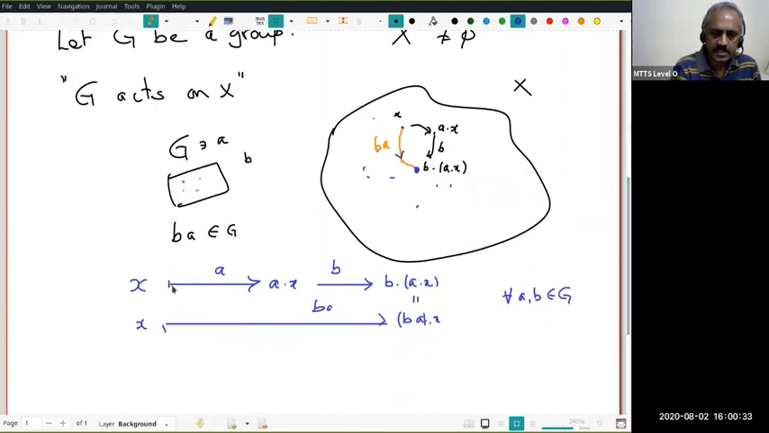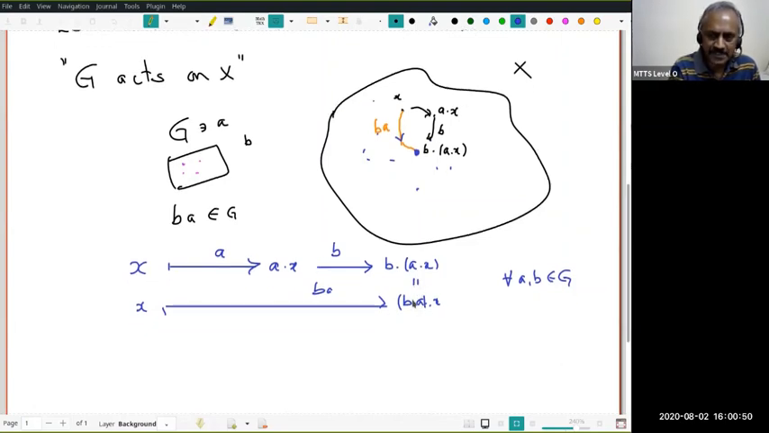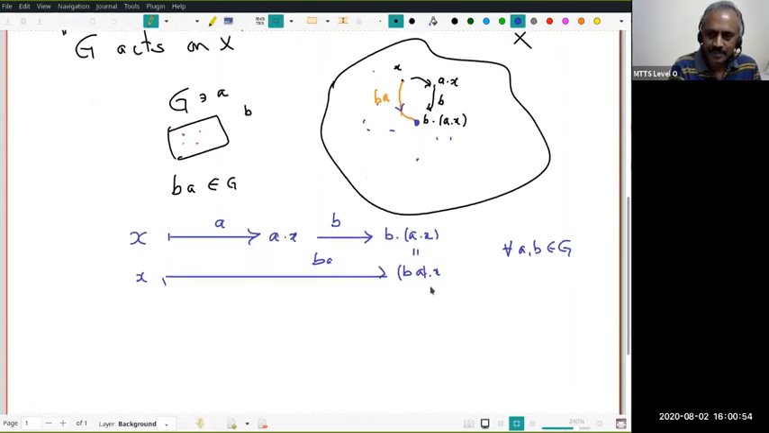So X is taken to AX by A, and AX is taken by B to B dot A dot X. Now let BA directly act on X, then it will take it to BA dot X. So what I want is this. Notice that it looks like associativity. But don't think of it that way. Algebra teachers will look down upon you.